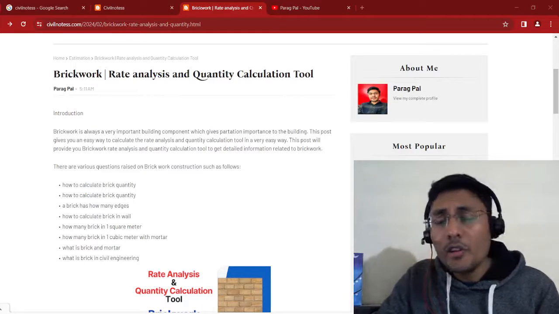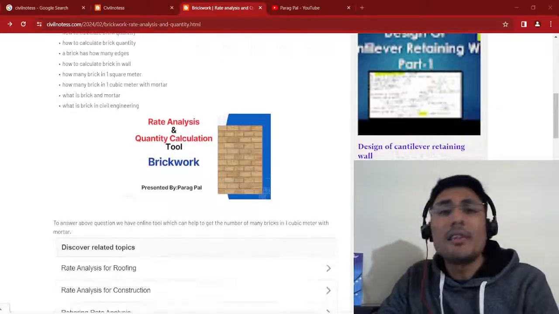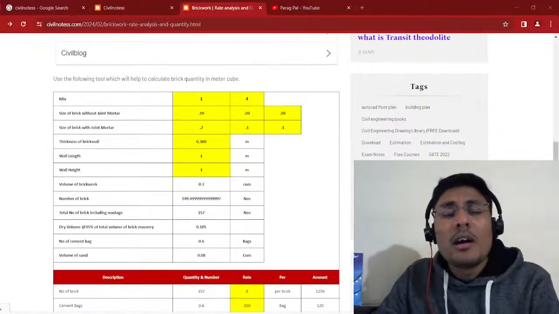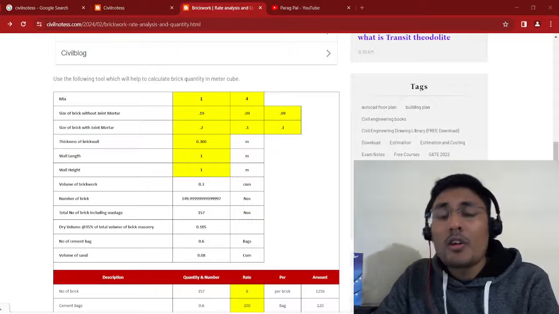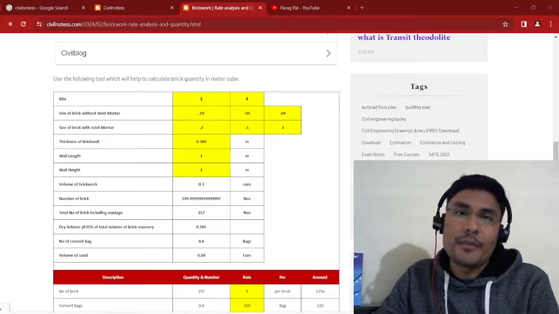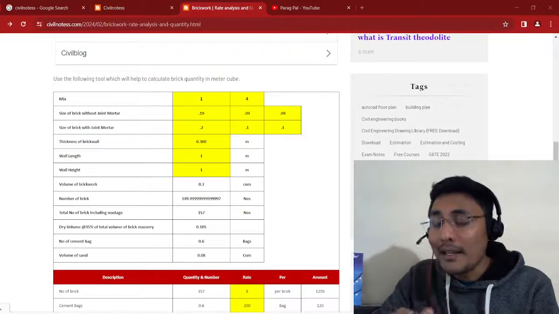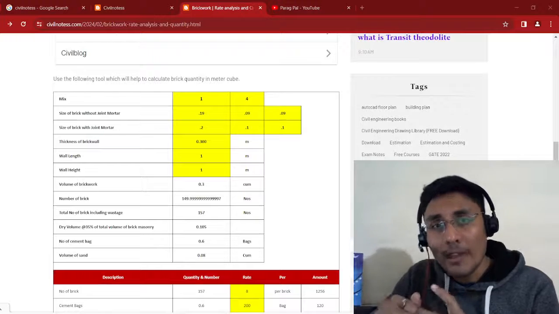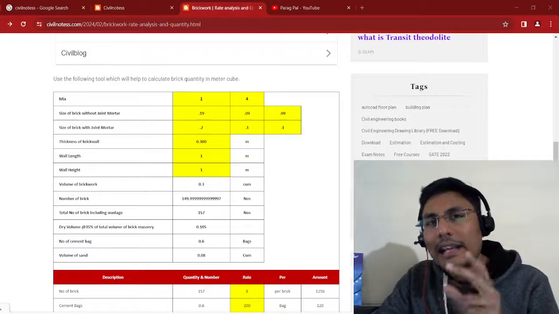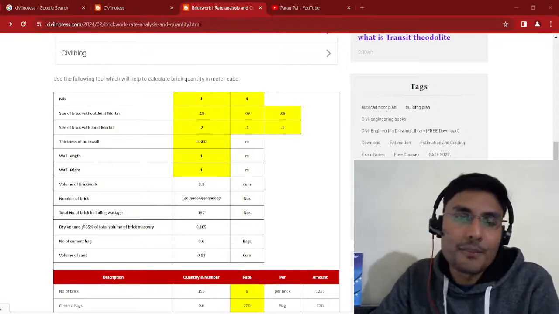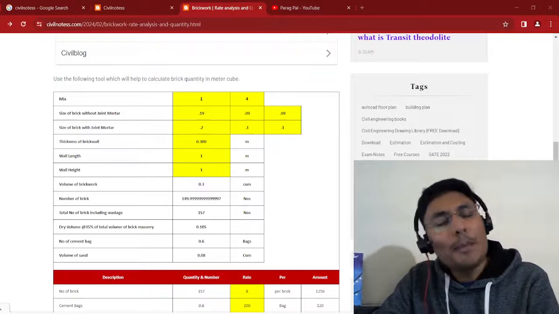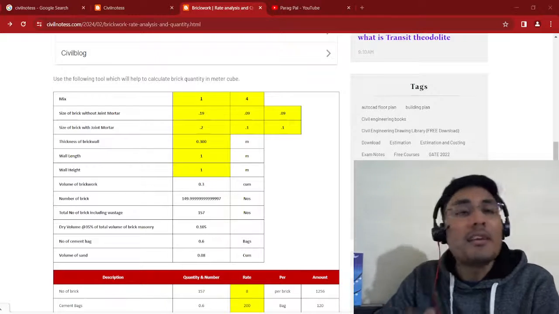In this video, you will be getting one web calculator to calculate the number of bricks for a brickwork construction work. How to calculate the number of bricks, cement, sand, volume of sand, everything you can easily calculate using the website calculator. So this video is very important for all of you, and this calculator is free of cost.